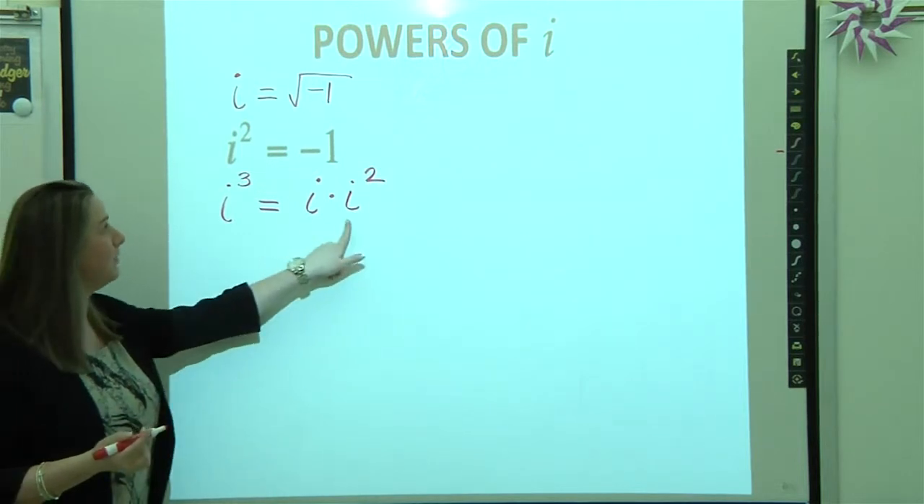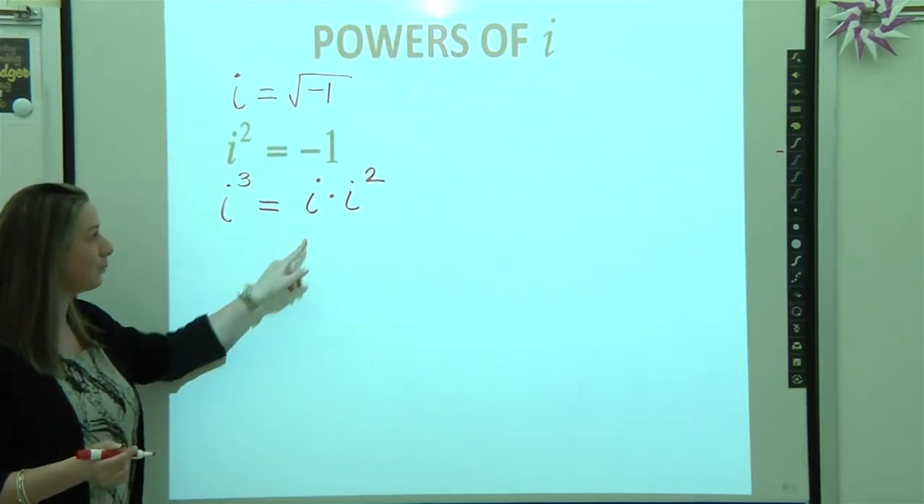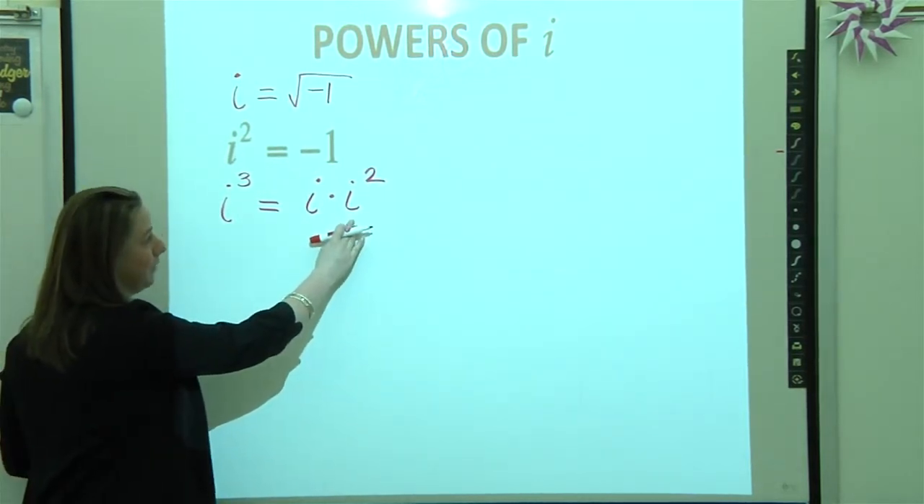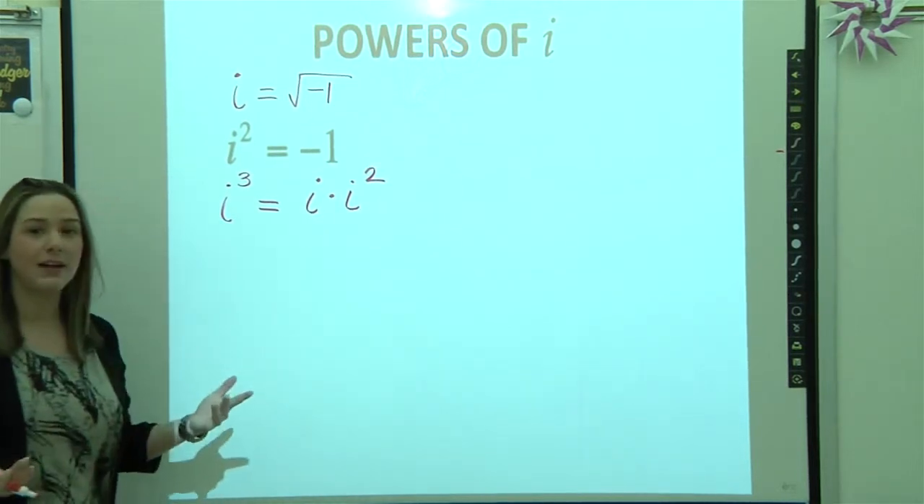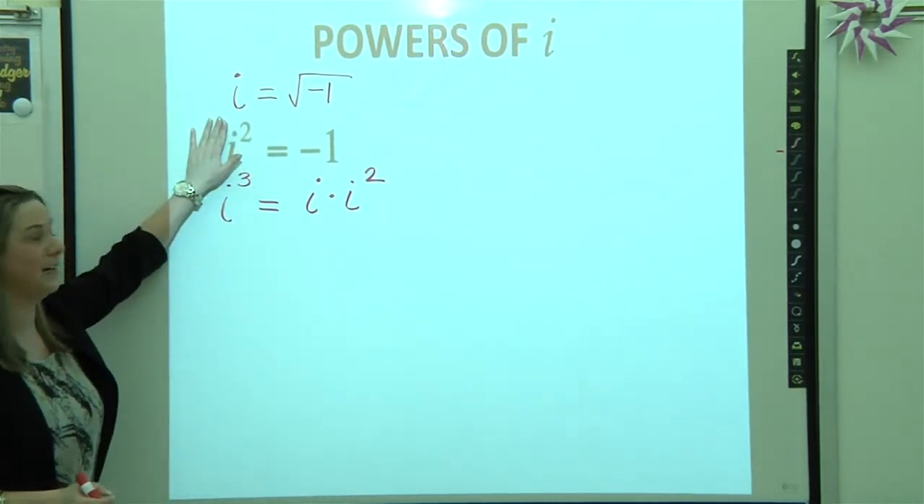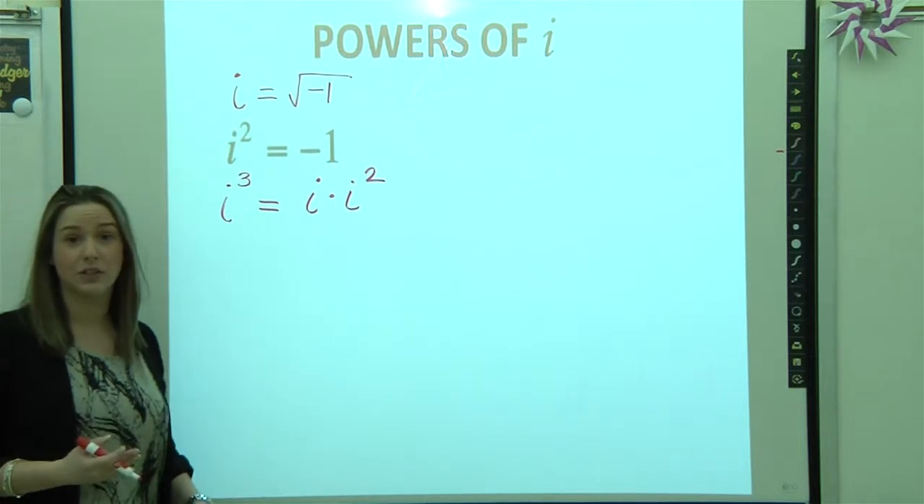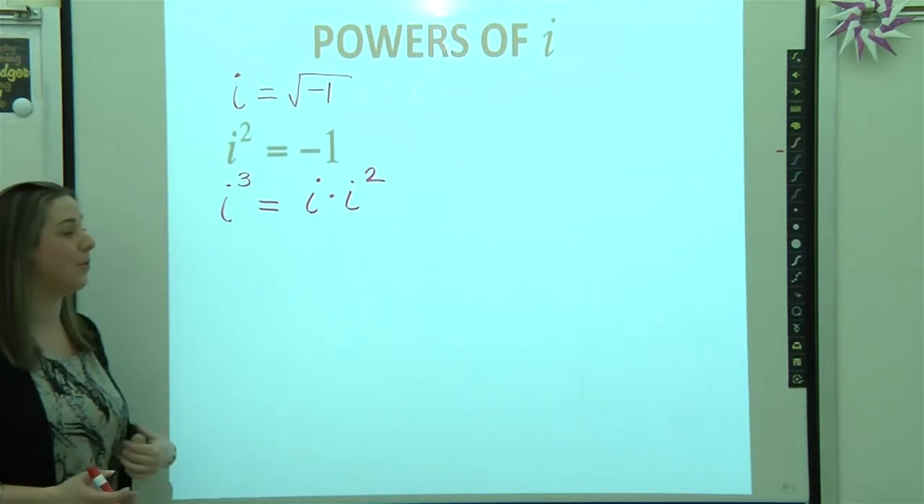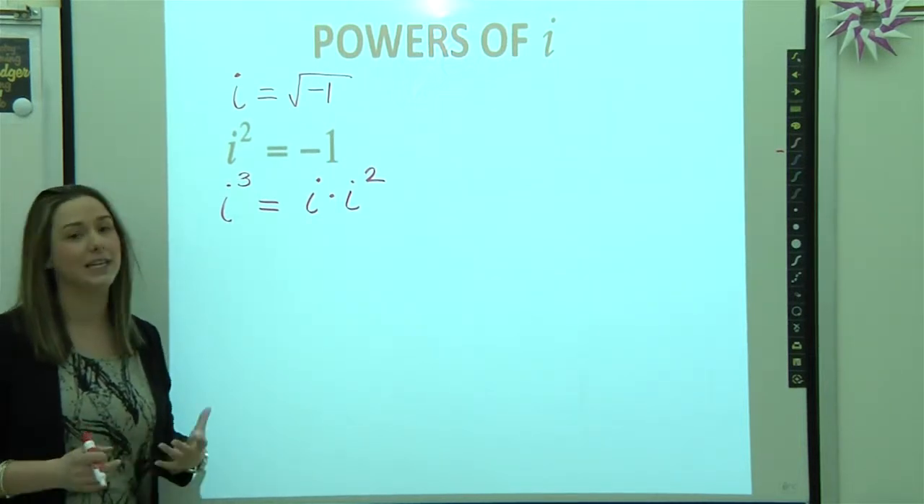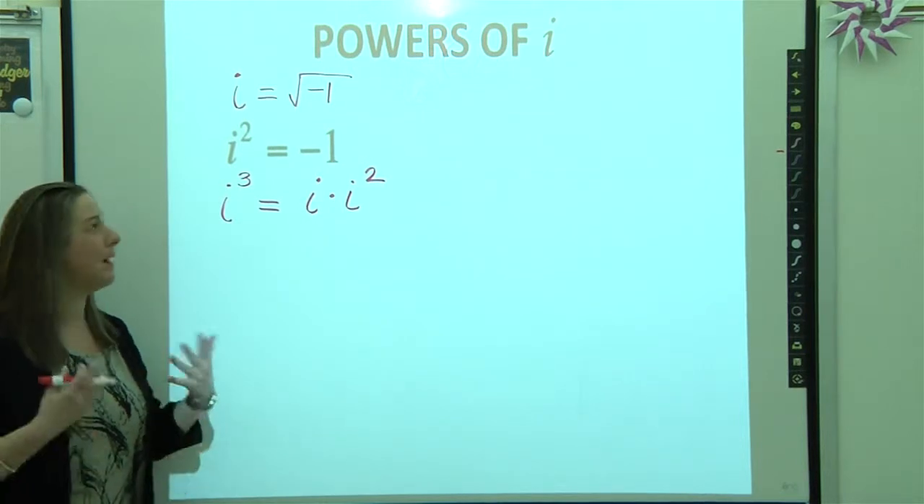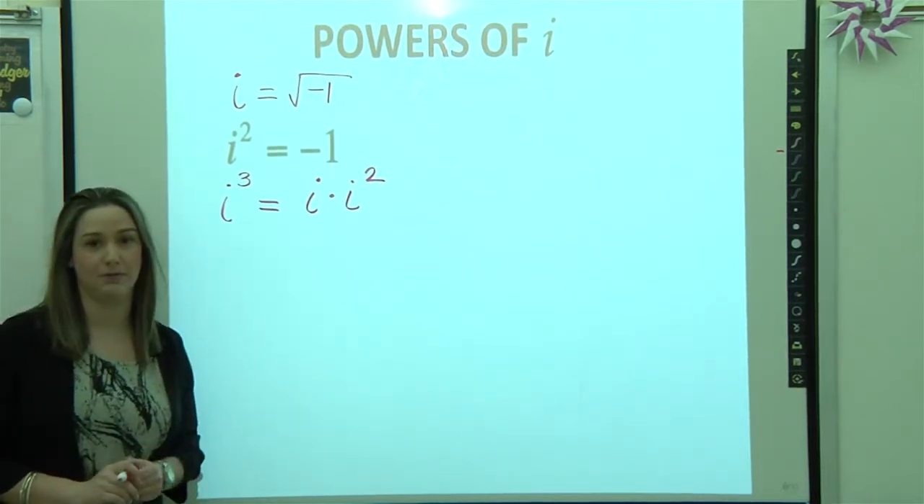So if I think about what these values actually are, i squared is negative 1. When we think about i as being the square root of negative 1, this is just a fact. We're not going to replace i with the radical negative 1. We're going to keep i as it is. But powers after that, you are going to simplify.